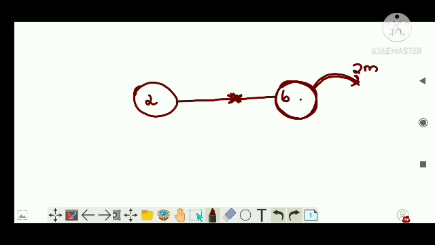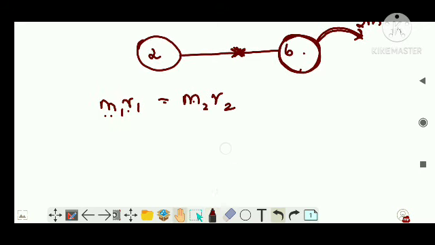So you know m1 r1 is equal to m2 r2, right? M1 is the mass, this one, R1 is the position of this mass from the center of mass, and M2 is 6 kilogram and R2 is the position of its center of mass from M2. So what happens if I find the change in position, the initial position and final position?